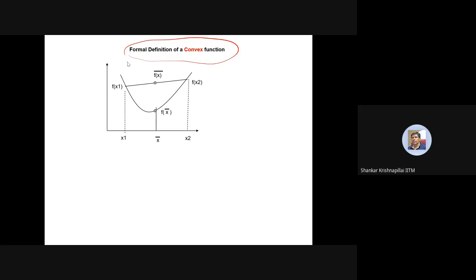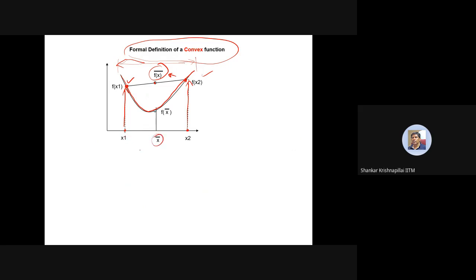Okay, so suppose I have a curve like this. How to check the convexity within this range? What you have to do is take any two points, x1 and x2, and find f of x1 and f of x2. So this is f of x1, this is f of x2. This is f of x the whole bar, that is the average of f of x1 and f of x2. That is this thing.